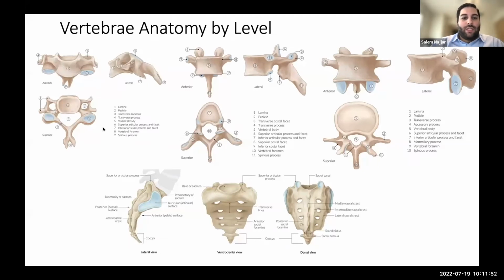Another important part of this is the transverse foramen. You can see here, number 3. The transverse foramen is really important because this is where the vertebral arteries, veins, and sympathetic fibers pass through before entering the foramen magnum. And so we talked a little bit about the thoracic spine. We're going to talk a little bit more about it here. Basically, it has the smallest vertebral foramina, and an intermediate size vertebral body.